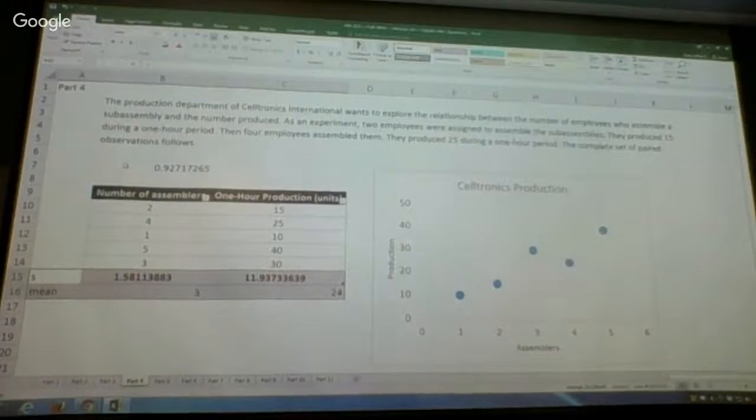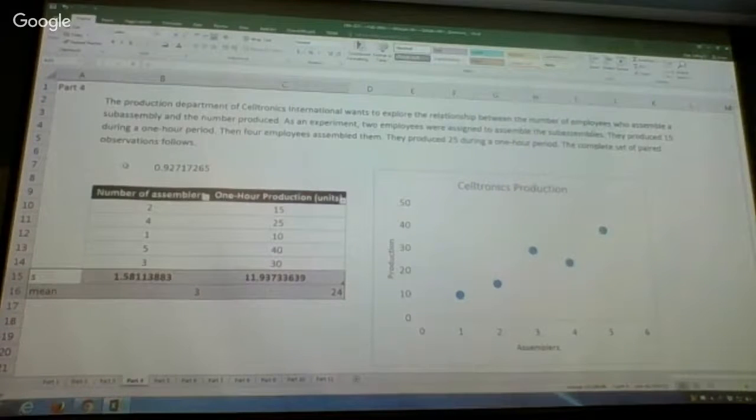Take some of this stuff to paper. R is 0.93. Which one's X and which one's Y? The assemblers are X, and the production is Y. X bar is 3, Y bar is 24, S sub X is 1.58, and S sub Y is 11.9.